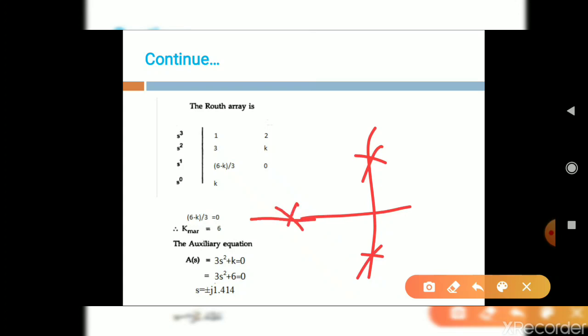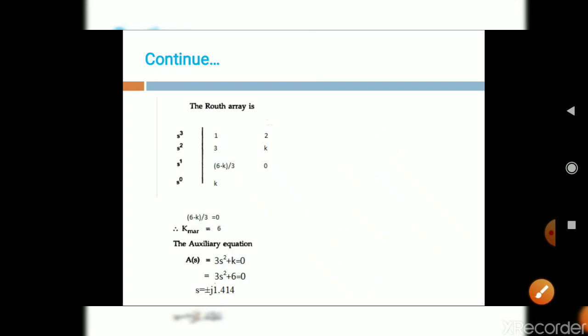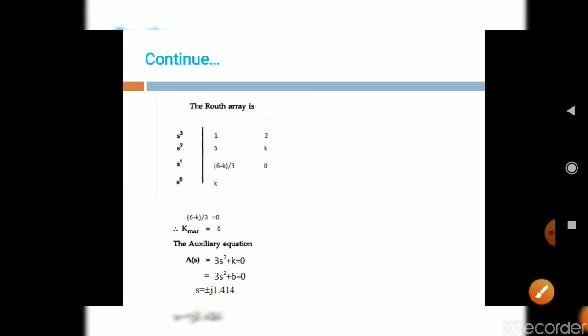Because I am considering the 2 poles at -1 and at 0, one will move like this whereas the other will move like this, and they will cut the imaginary axis at s = ±j1.414. In this way you can calculate the point of intersection with the imaginary axis. Now the next step, the angle of departure, that is phi d.